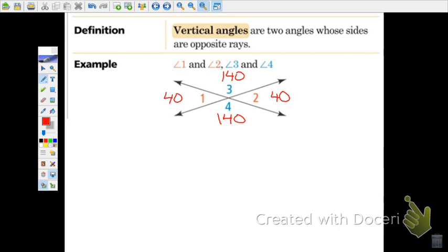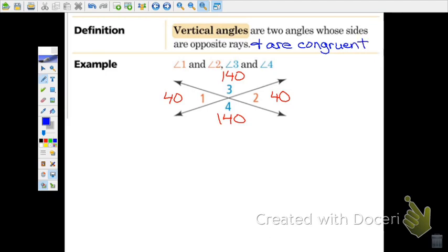So now when I look at my vertical angles, angles 1 and 2, what do I know more specifically about those vertical angles? What do I know about their measures? They're equal. They are congruent. So we know that vertical angles are congruent.